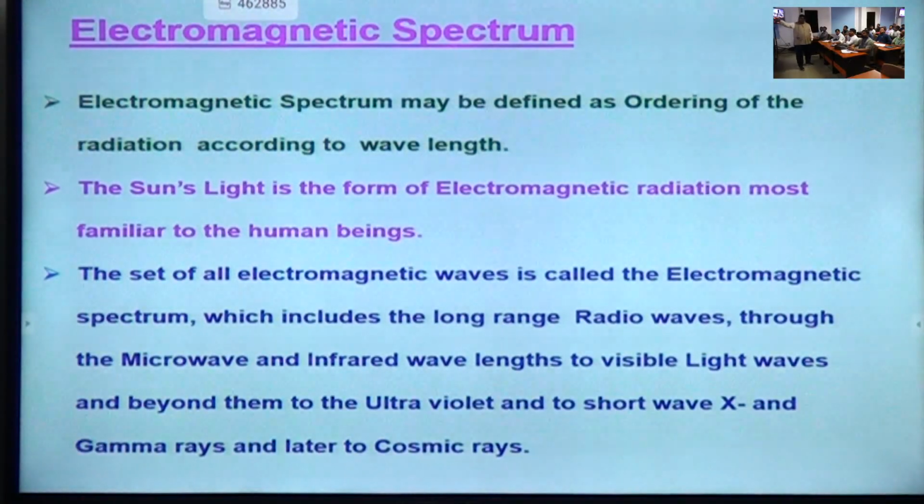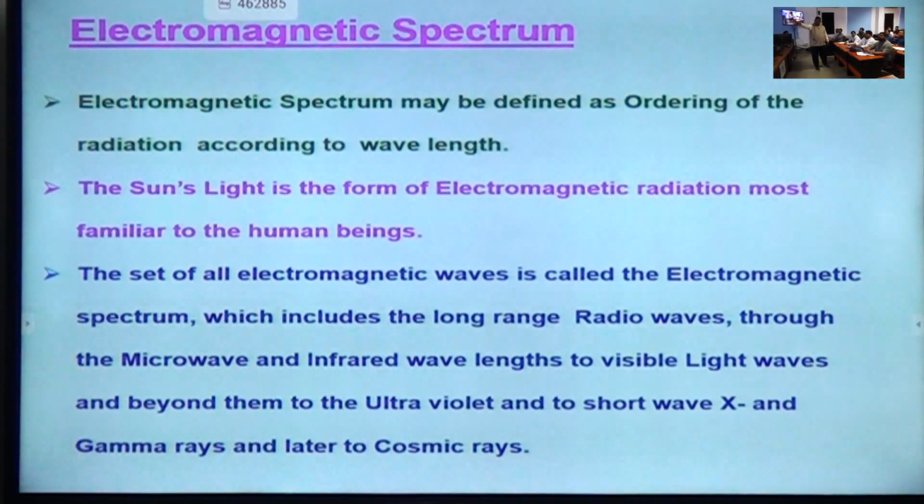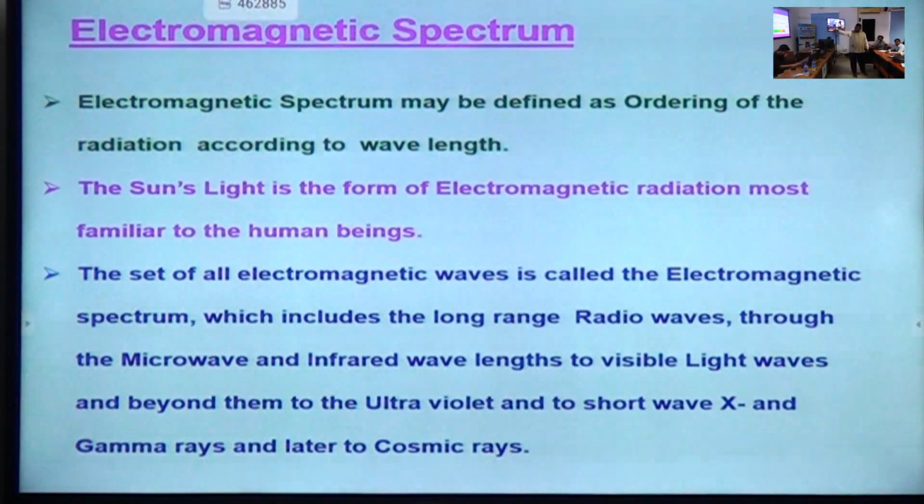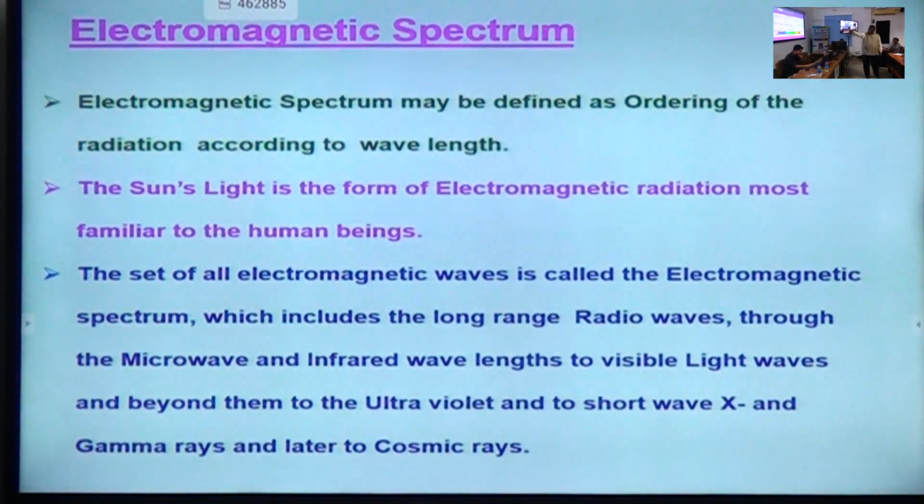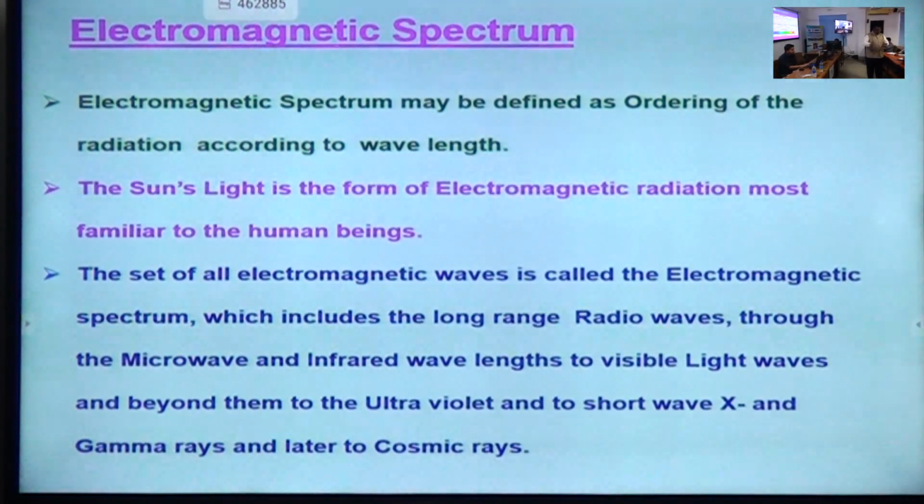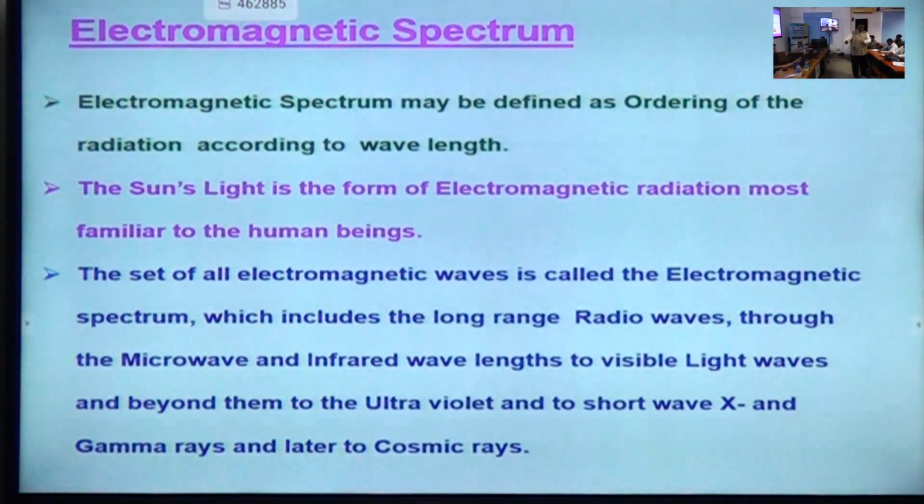On the top, the wavelength is in micrometers. Gamma rays, X-rays, ultraviolet. Then you have the visible region. After that, infrared, microwaves, radio waves. You can see the vast range, 10 to the power of -6 to 10 to the power of 7. The radiation is split in terms of wavelength.